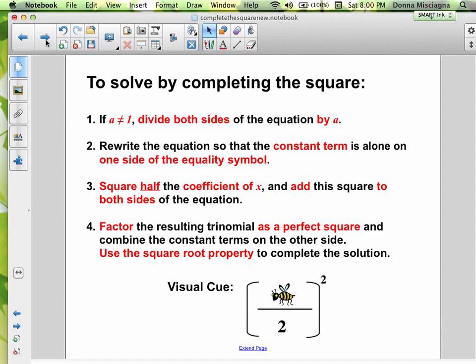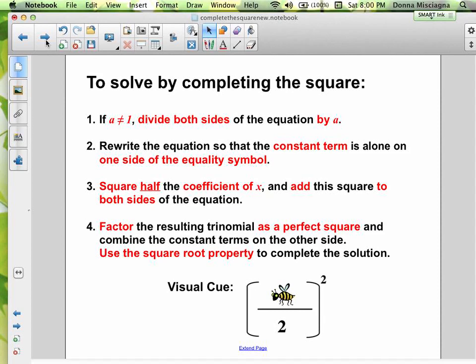Now think, what was the coefficient of x called? The coefficient of x squared was called a. The coefficient of x was called b. Hence the visual cue. All right? So you're going to take b, the b in the equation, and divide it by 2, and then square it. So just remember our visual cue here.